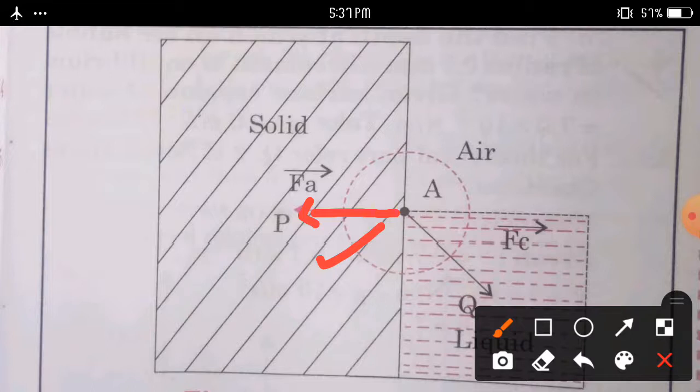By symmetry, the resultant cohesive force is inclined at an angle of 45 degrees from the solid surface. Here the solid surface is represented by EQ. The angle is 45 degrees, and this cohesive force is denoted by F suffix C.